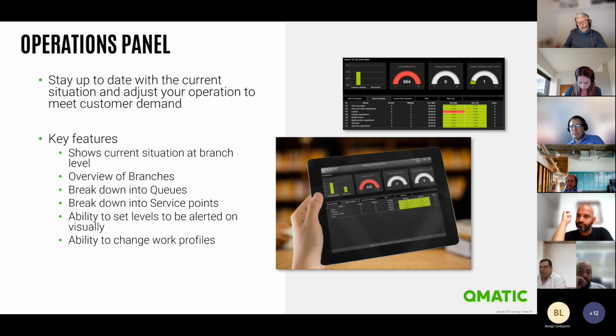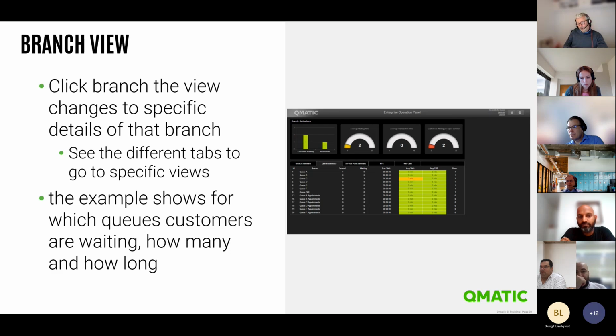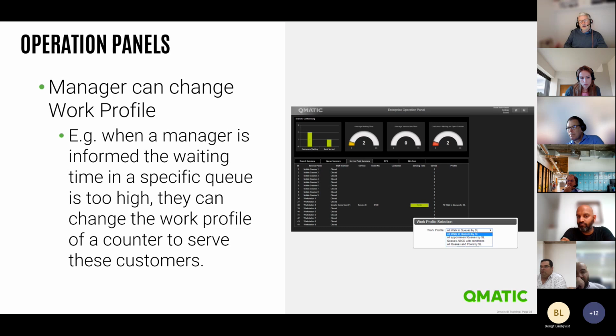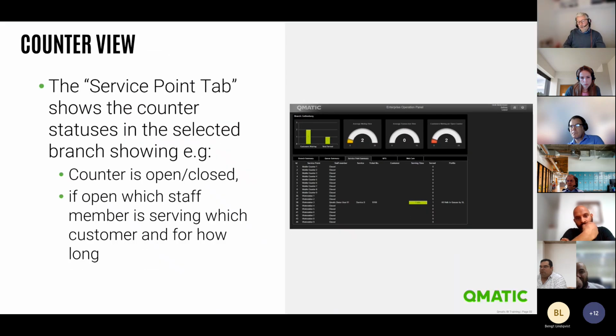You can do some clicking in this because it shows an overview for all branches, so this is the branch view. But you can click on one of those branches and then you get a queue view for that specific branch. Then you can click on a service point view for that specific branch, and in that service point view, you can even change the work profile for a counter if you want to. I think I missed one, because we also have one which shows some customer feedback data if customer feedback is part of the solution, but I don't have that as an example in my screenshots. But that's really what an operation panel is about.